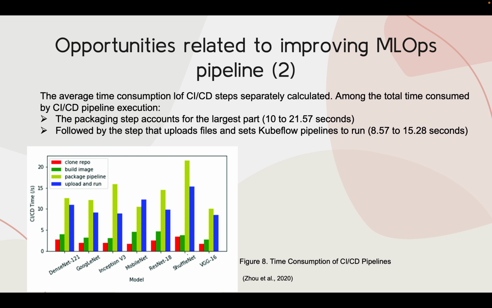So it takes a relatively long time to compile the Kubeflow pipeline Python files into YAML format using the SDK. Besides this, uploading files to Kubeflow took more time than downloading files from Git repositories, when it was completed in 8.5 seconds to 15 seconds. So this is the timing, the speed should definitely be another area of improvement.